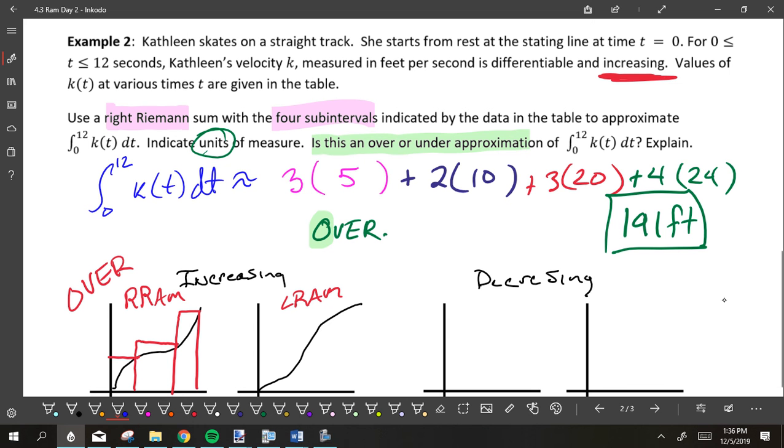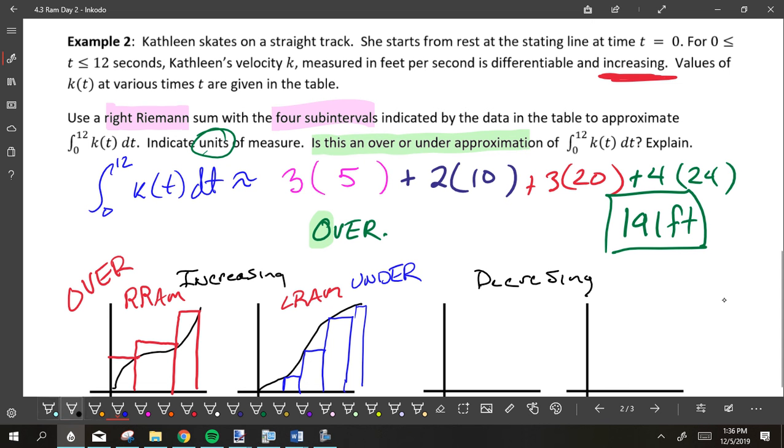If it's LRAM, that means you're going to start on your graph and then go to the right a little bit and then you go down. Go up to my graph and then go over to the right and go down. If it is LRAM and increasing, is it an over or under approximation? Under. You're underneath it.